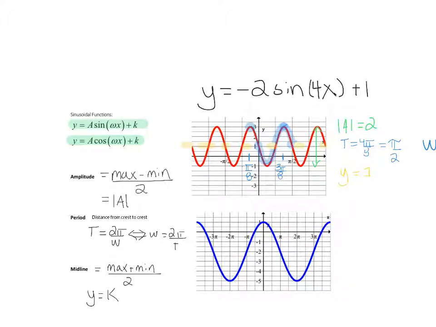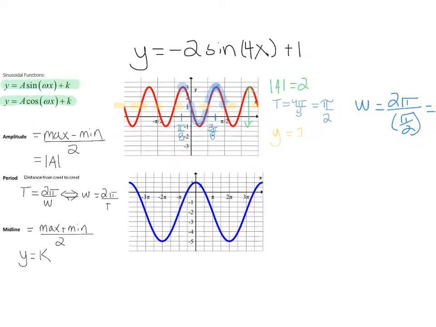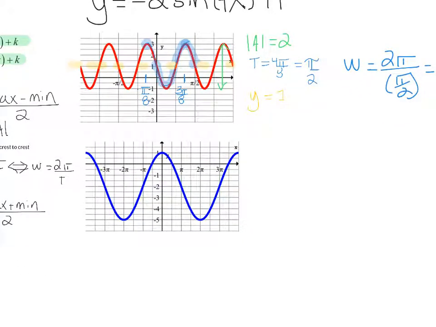Okay, I'm going to go through this next example a little more quickly. In this example, I can see that the amplitude is 3. So the absolute value of A is 3. It's a distance of 6 between the maximum and minimum. The amplitude is half of that. It looks like the period is 4 pi, and I can see that by going from a trough to a trough, and that's a distance of 4 pi. So the period is 4 pi.